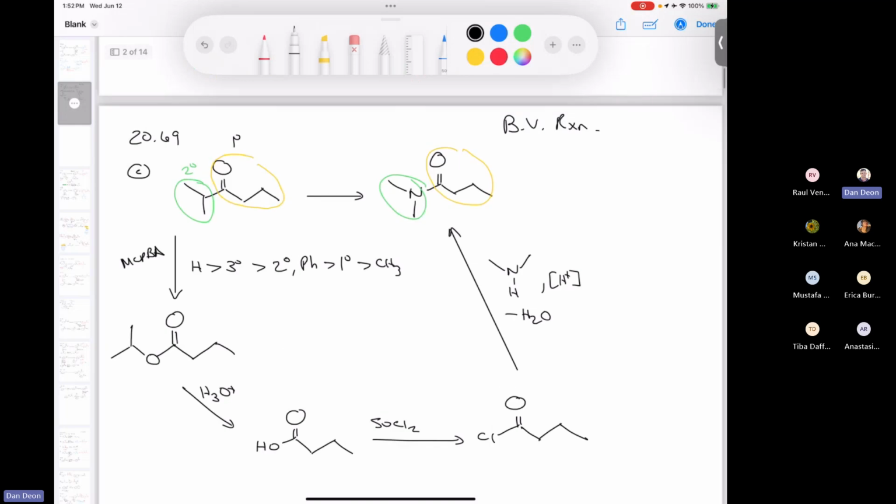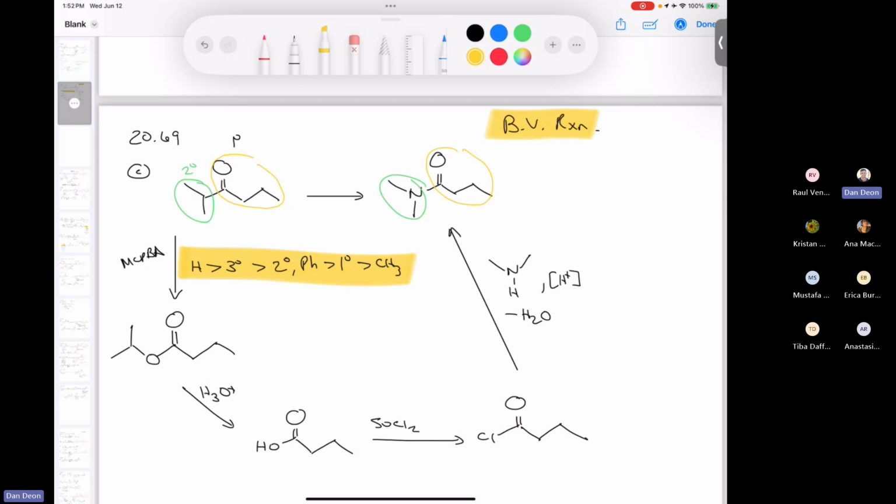So if you need to go back and review the Baeyer-Villiger reaction, it's not a bad idea. I would totally go back and take a look at the Baeyer-Villiger and remember the migratory aptitude, because it can really get you out of a bind in a question like this one. Let's take a look at the next one, a little bit more straightforward.